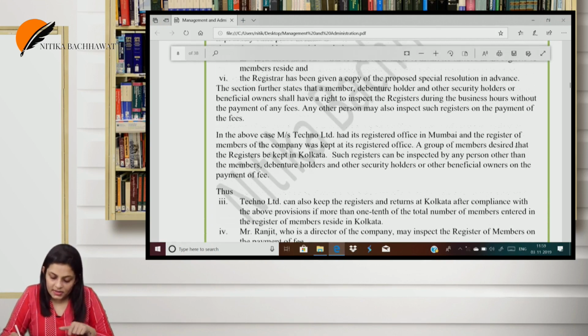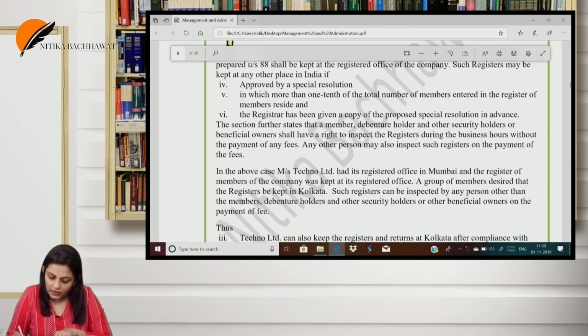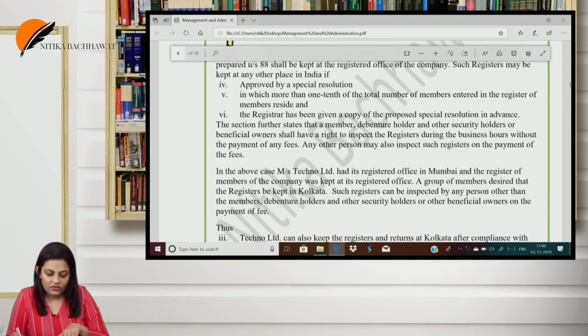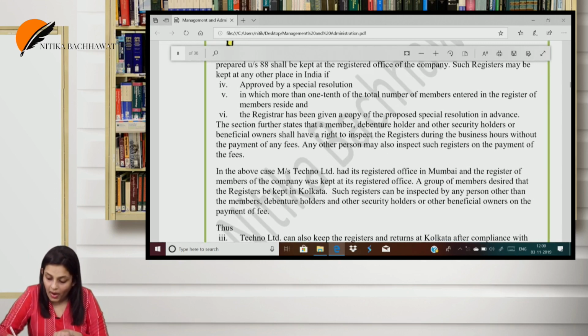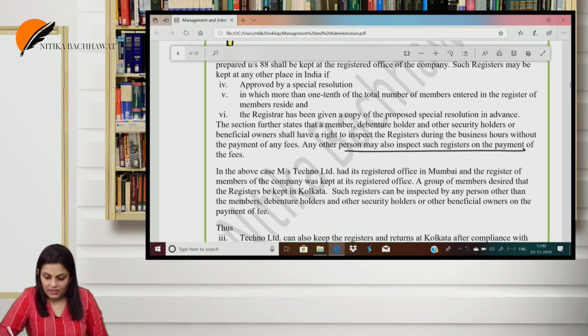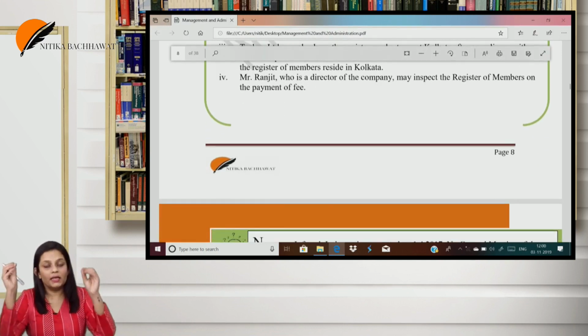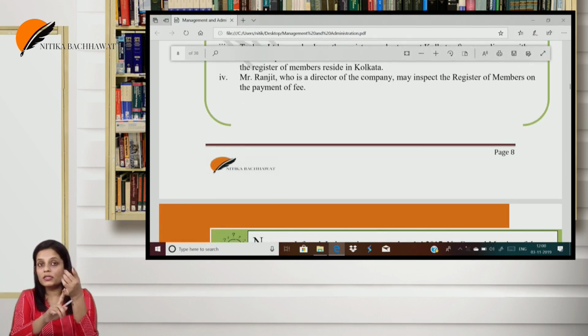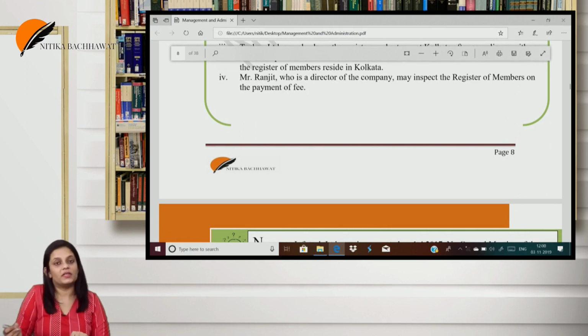What the act says is that the member, debenture holder and other security holder or beneficial holders shall have a right to inspect the register during the business hours without the payment of any fees. Any other person may also have the right to inspect such register on the payment of the fees. So, in this case, he is not a security holder, he is not a member, he is not a debenture holder. Can he inspect? Yes, but only if he pays the fees.